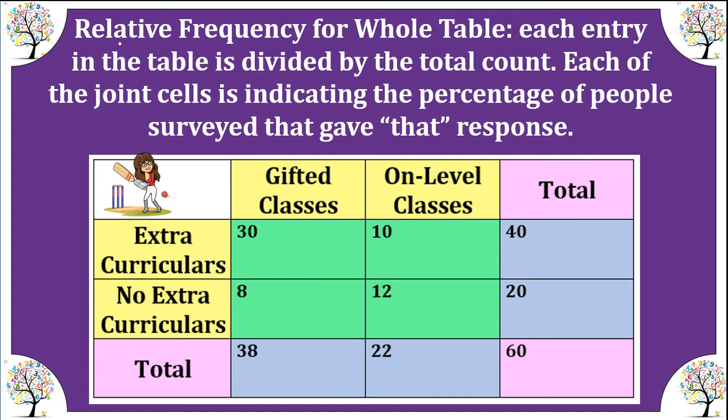So let's do the relative frequency for the whole table. That means we are dividing by 60. So relative frequency by the whole table: we're going to have 30 divided by 60 times 100, 10 divided by 60 times 100. So when we do the whole table, the total we're using is the total surveyed.